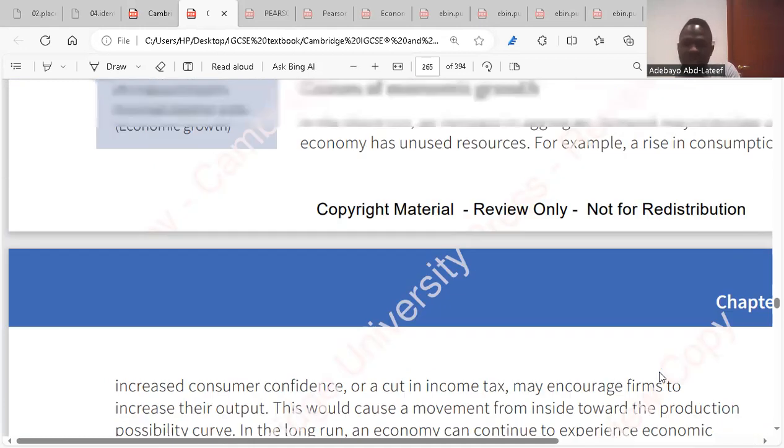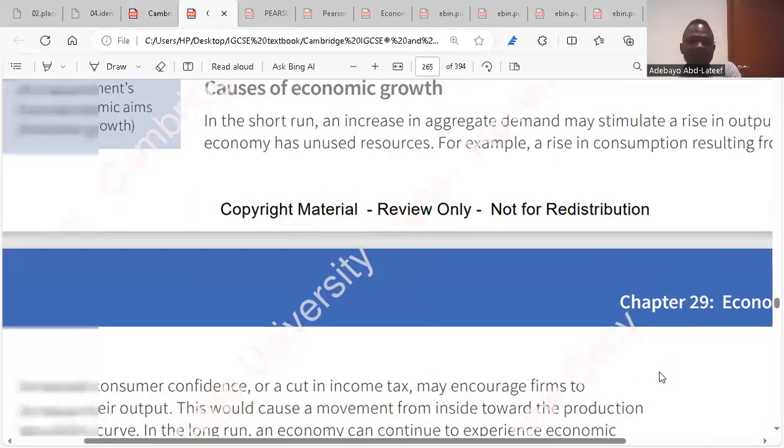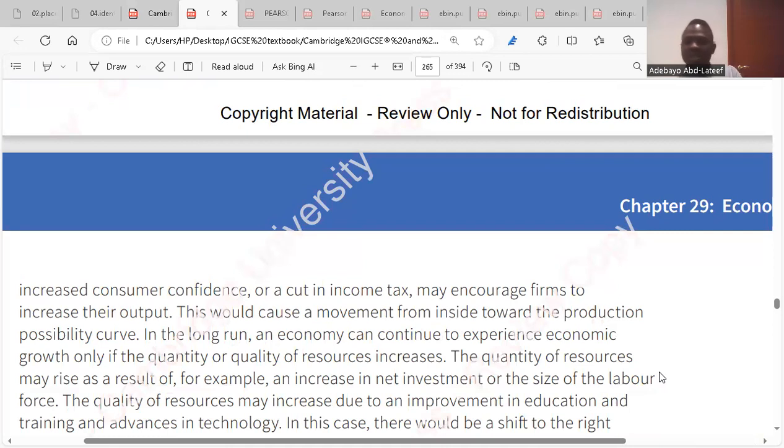So now they said, for example, a rise in consumption resulting from an increase in consumer confidence or a cut in income tax may encourage firms to increase their output. This would cause a movement from inside towards the production possibility curve. In the long run, an economy can continue to experience economic growth only if the quantity or quality of resources increases. So what are they trying to say here? If the country is still operating within the PPC, that means inside its PPC, that means there are still unused resources.